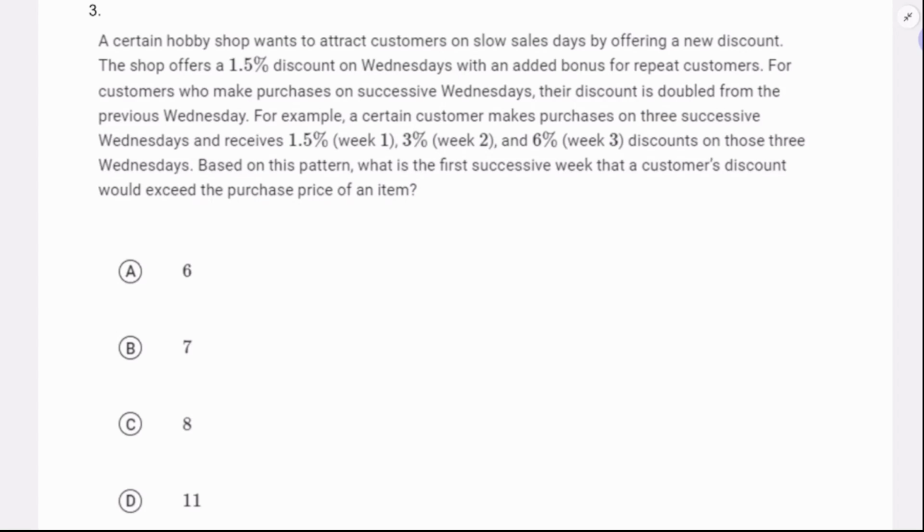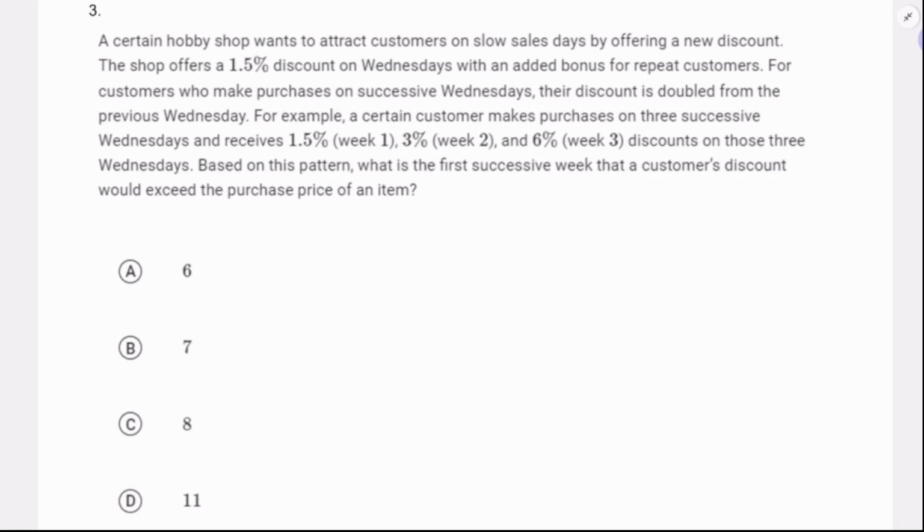Right, a hobby shop wants to attract customers on slow sales days by offering a new discount. Shop offers a 1.5% discount on Wednesdays with an added bonus for repeat customers. Customers who make the purchase on successive Wednesdays get their discount doubled from the previous one. So, for example, a certain customer makes purchases on 3 successive Wednesdays and gets 1.5% the first week, 3% the second week, and 6% the third week. Based on this pattern, what is the first successive week that a customer's discount would exceed the purchase price of the item? And I think that would be like, when does this discount go beyond 100%?